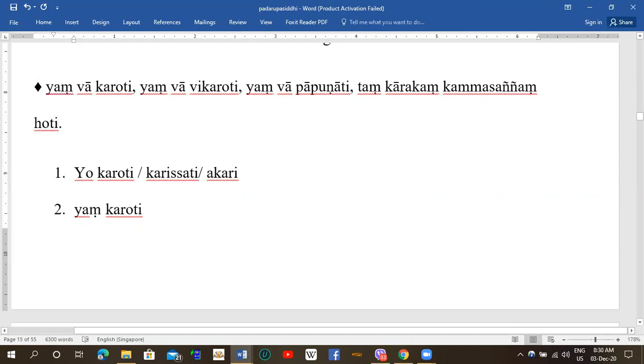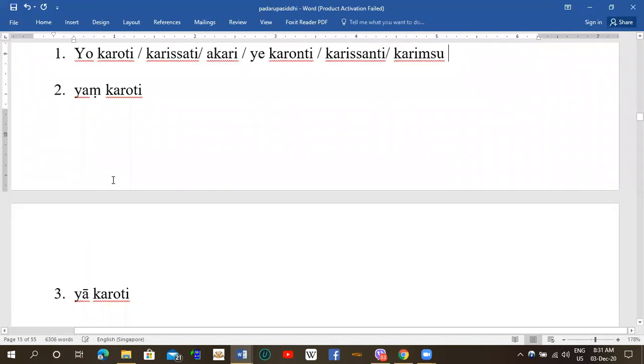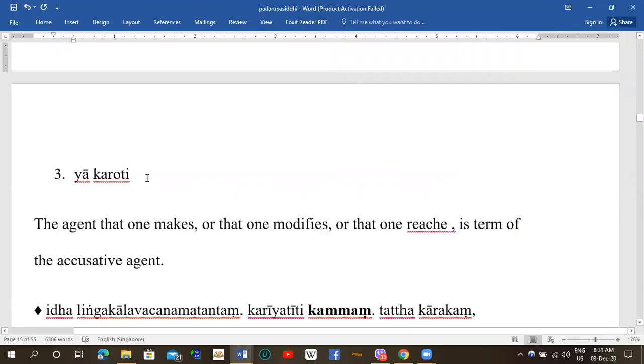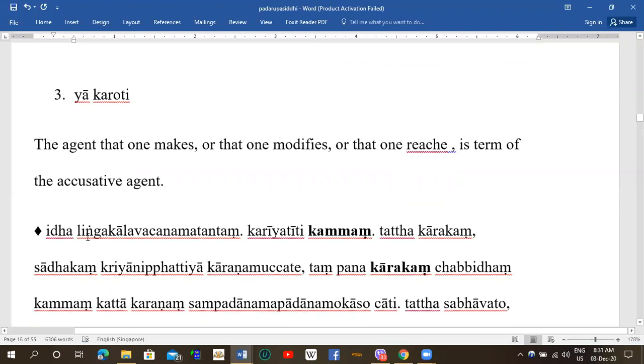Ye karonti, ye karonti, ye karisanti, karisanti, karesu. In the same way, yankaroti for the feminine gender, yayo karesanti. Okay, so here he explained: ita linga kala vachana atanta, gender, tense, and number are not important.